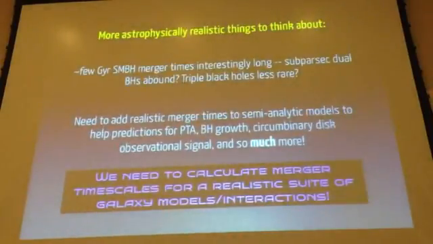There are some more things to think about. Those billion-year timescales for the mergers that we got are kind of long. Maybe you get a third black hole in by that time and have 3-body encounters then. We need to add these sort of hang-ups, these actual merger times, to semi-analytic models, etc. And the big thing is that we need to start to calculate merger timescales for a realistic suite of galaxies. That's all I've got. Thanks, everyone.